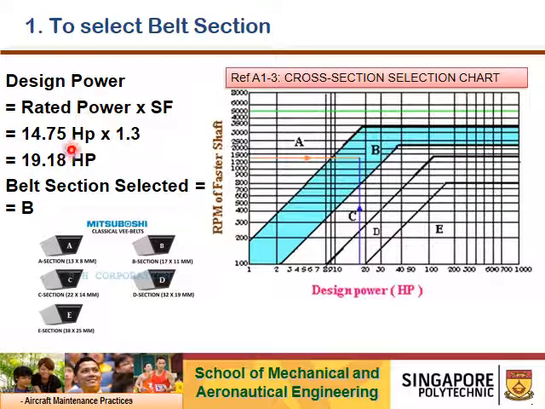Then what is the design power? In this case 19.18, which is just below 20. So you can mark it up, and the intersection point will tell you that the belt section selected would be B. So it's a B belt in this case. The dimension of a B belt is 17 by 11. A is 13 by 8, C is 22 by 14, and D and E get bigger. The bigger the area, the more power rating it can withstand.